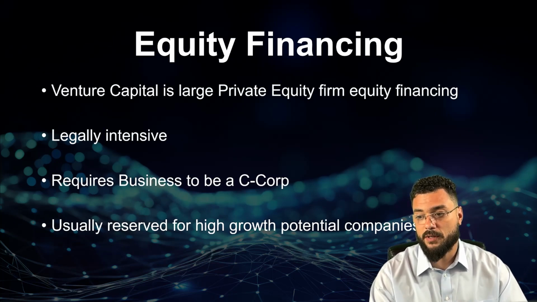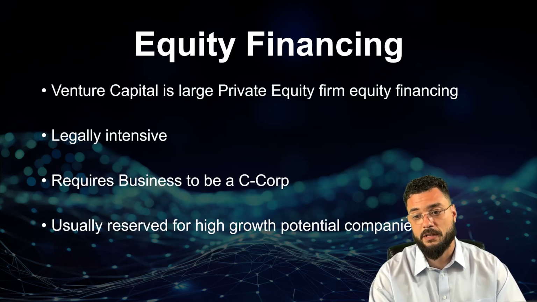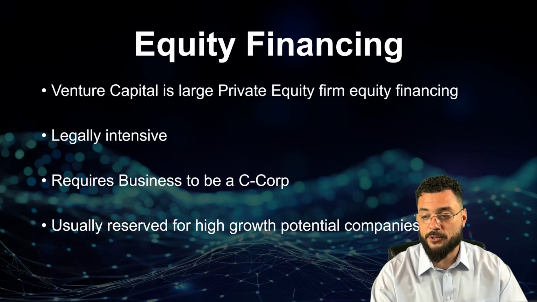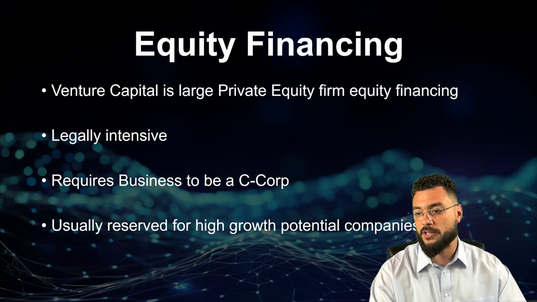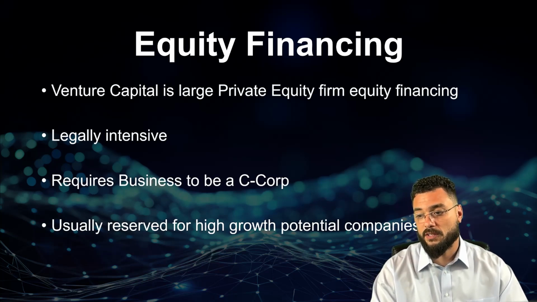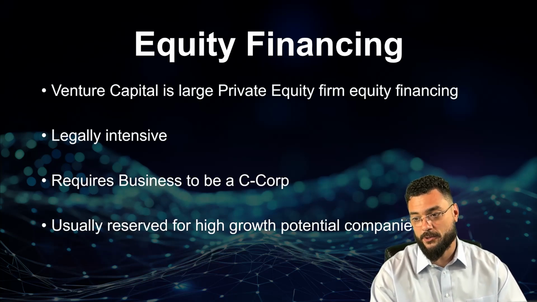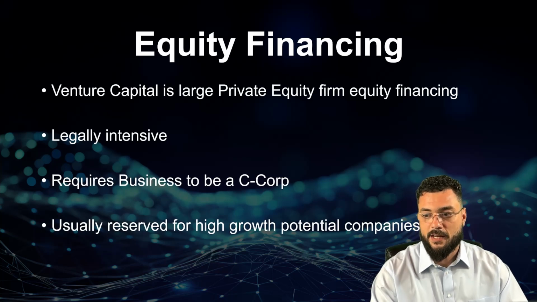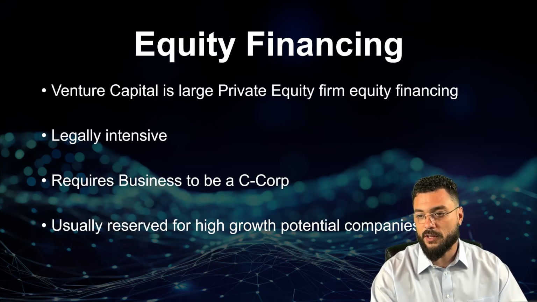requires business to be a C Corp. You end up with a lot of international money. You can't have international money or U.S. citizen money inside of a S corp. You're also limited on the amount of shareholders you can have to 100, usually reserved for high growth potential companies because of double taxation issues, where you get taxed at the corporate level and you get taxed again at the personal level when you take distributions. So not technically tax efficient unless you're looking for a large exit, and then it becomes very tax efficient.